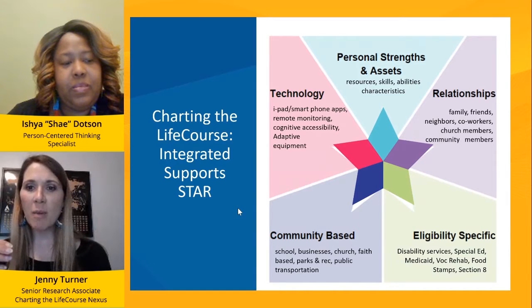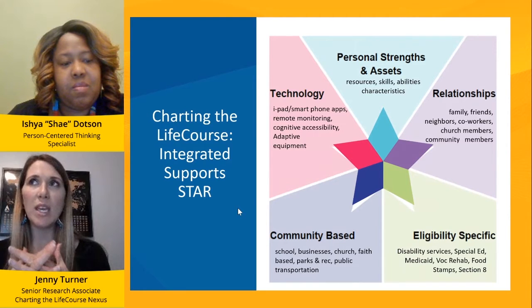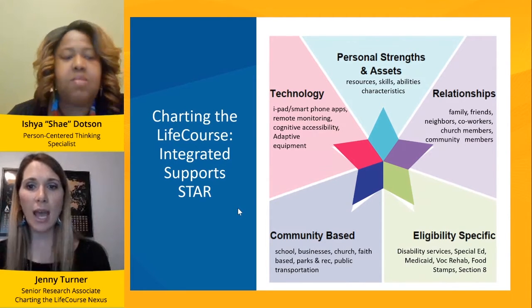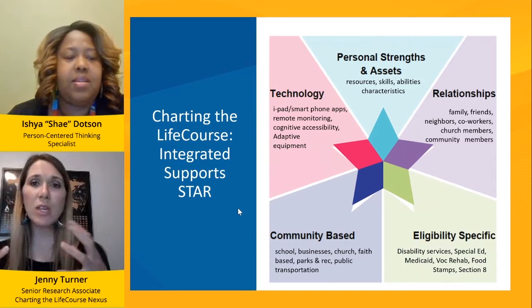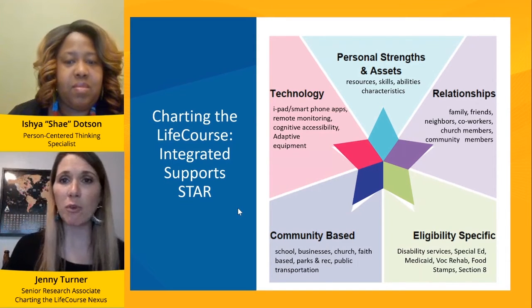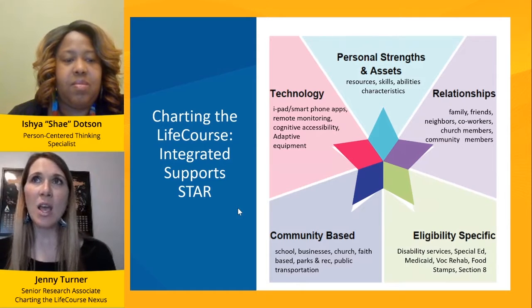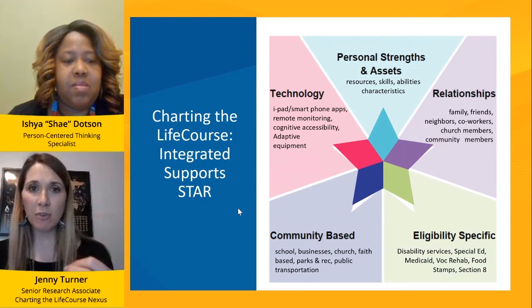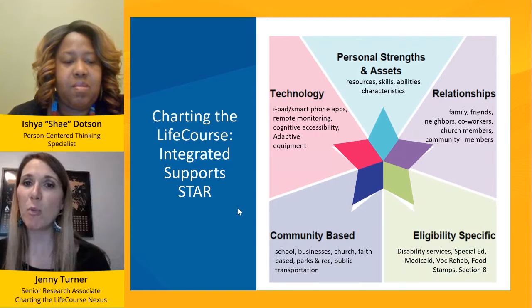We're thinking about all of the different resources and supports that we have in order to get to where we want to go. But I think a lot of times in disability service systems, we get fixated on one type of support. And so the integrated support star really came from recognizing that we need all of the different types of supports and services in order to really have the best opportunity for a robust, good quality of life for a person and a family.